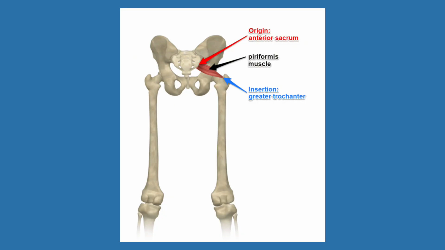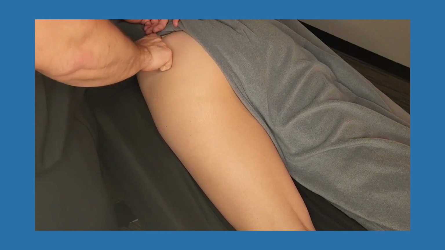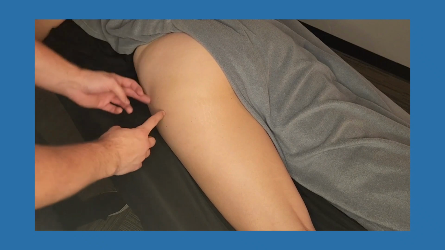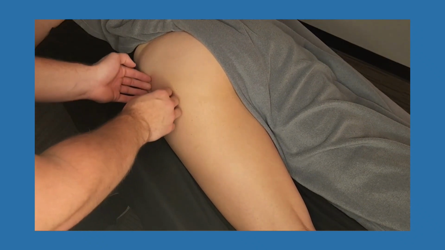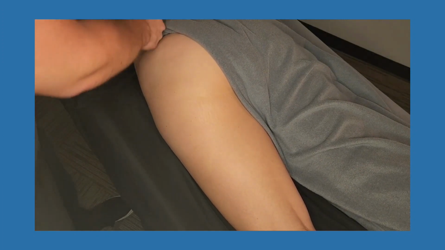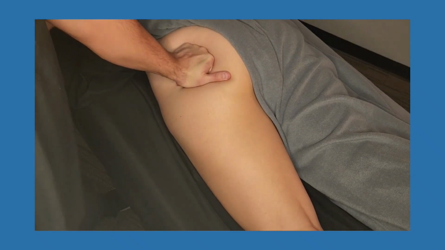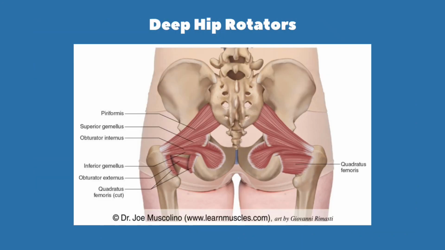Piriformis is one of the deep hip rotators, but I felt like it deserved its own place. It can cause a lot of pseudo-sciatic pain. Its origin is the anterior surface of the sacrum, and it will insert at the superior aspect of the greater trochanter. The sciatic nerve will run just deep to the piriformis, so if it's tight, it can cause a lot of problems for sciatic pain.